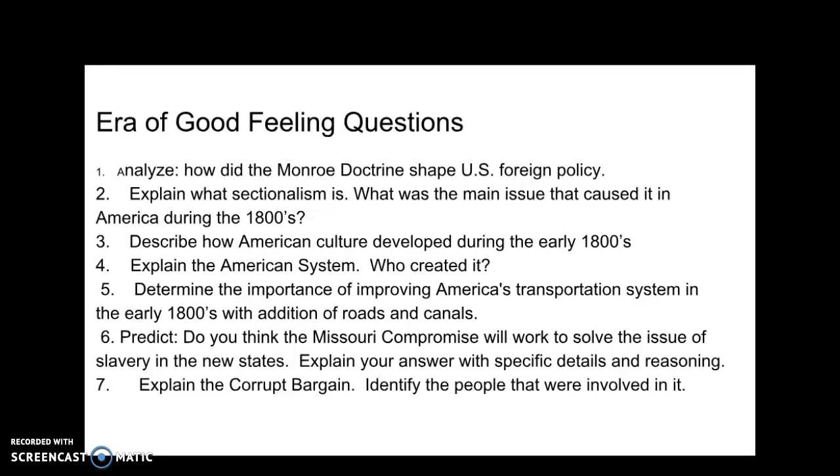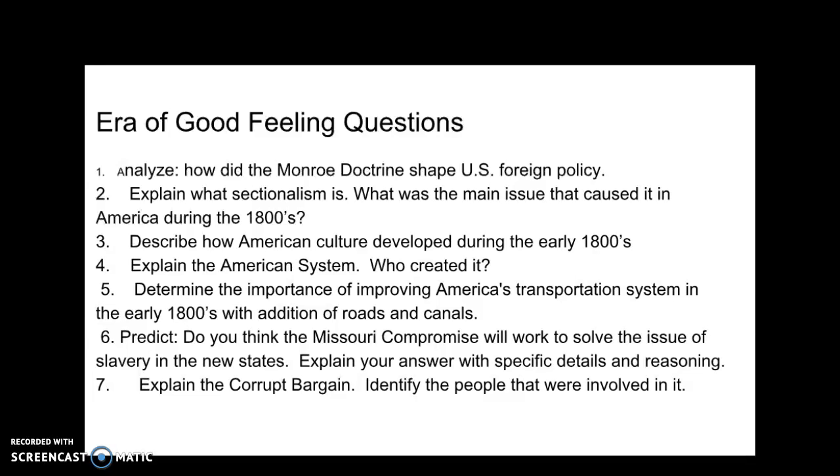Explain the American System. The American System was an idea by Henry Clay to make America self-sufficient by creating tariffs to protect our goods from lower-priced goods from overseas, and by creating transportation systems, roads and canals, to help ideas and goods travel more freely in America, thus boosting the economy. That kind of helps answer number 5.